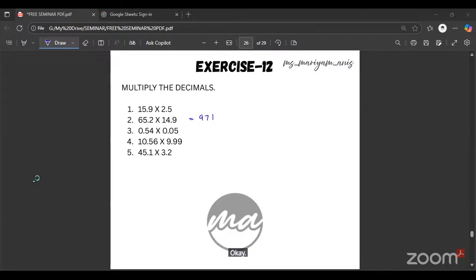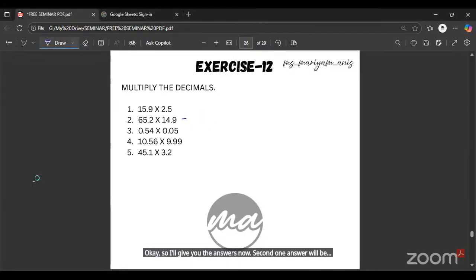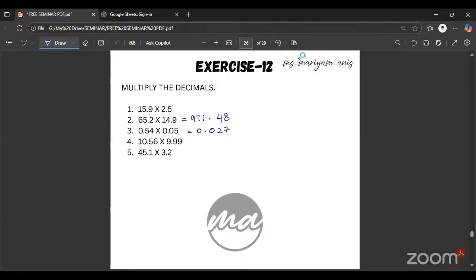Okay, so I give you the answers now. Second one answer will be 971.48. If you need the workings, please ask me. Let's say the third one will be 0.027. Okay? Everyone got it correct? Yes, miss.